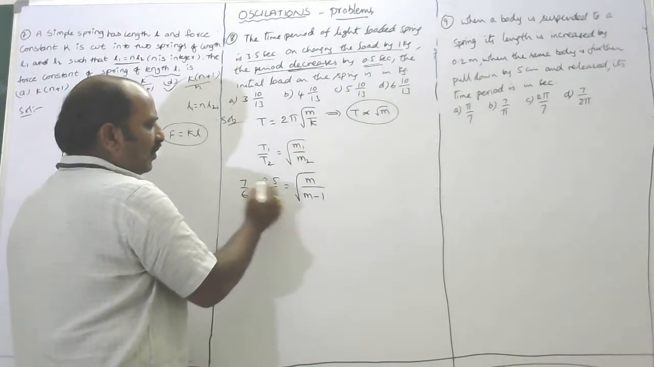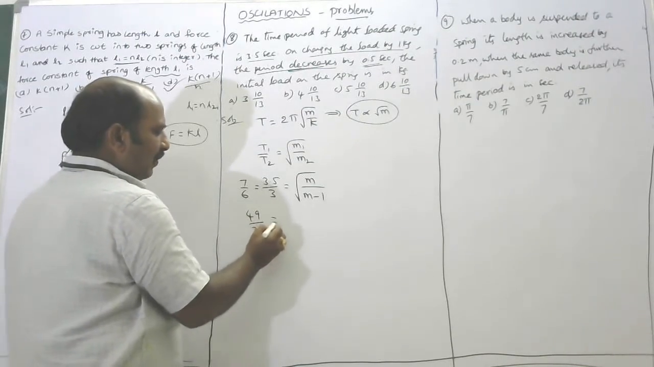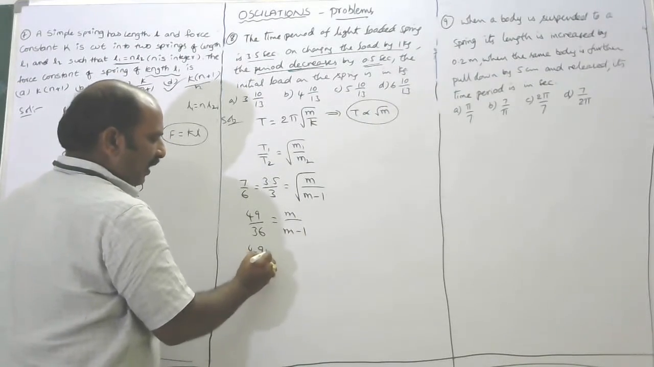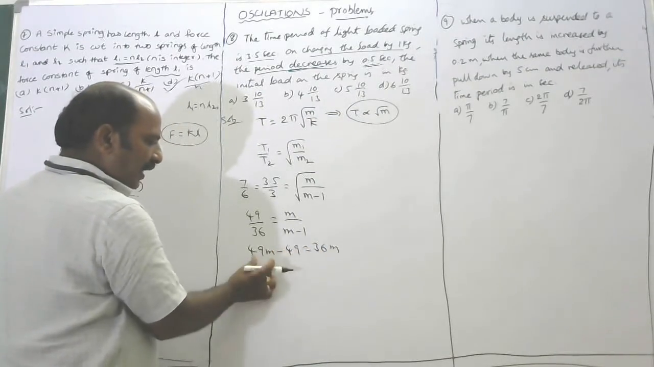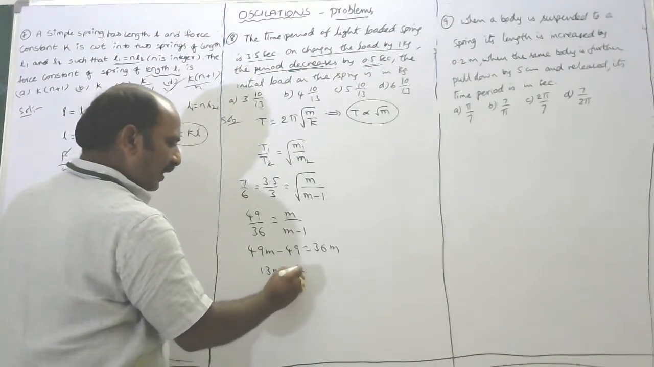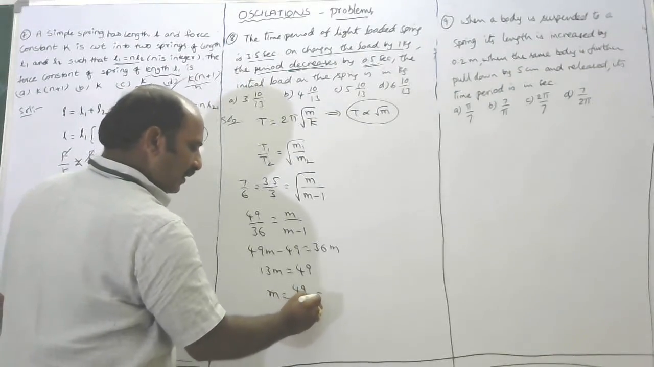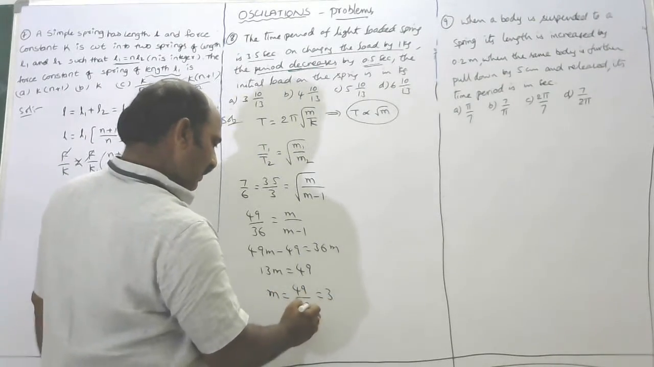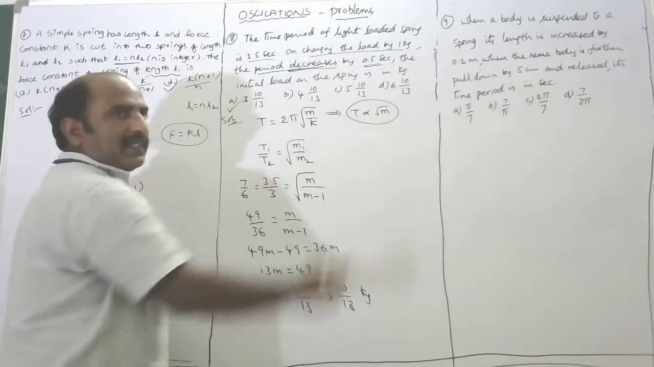For getting m value, squaring on both sides. Now we get 49 by 36 is equal to m by m minus 1. Cross multiply. 49m minus 49 is equal to 36m. Now 49m minus 36m is equal to 13m is equal to 49. m is equal to 49 by 13. This is 3 and 10 by 13. So option A is correct.